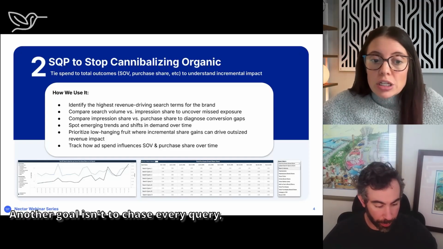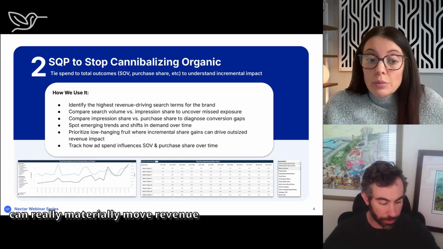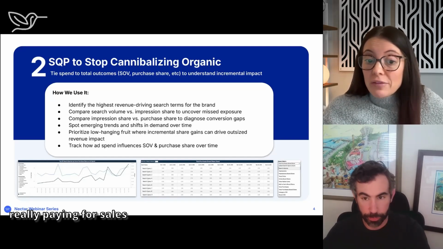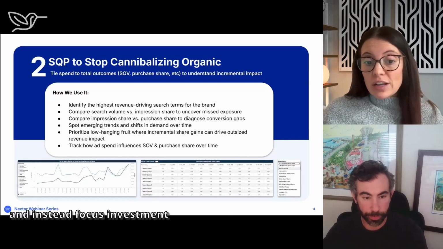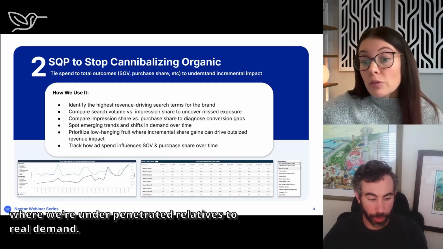The goal isn't to chase every query. It's to identify where incremental share gains can really materially move revenue. And then search query performance helps us avoid paying for sales that we would have captured organically anyways, and instead focus investment where we're under penetrated relative to real demand.